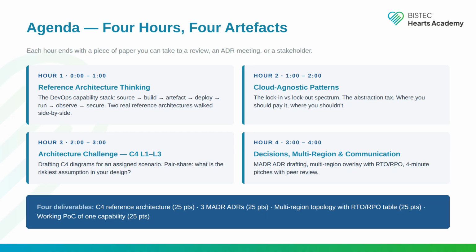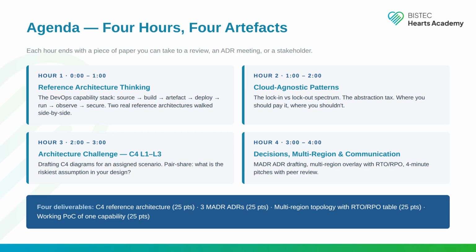Hour 3 is the architecture challenge. You will draft C4 L1 through L3 diagrams for an assigned scenario: a regional bank migrating to AWS, a B2B SaaS adding a second region, or a healthcare startup splitting PHI across GovCloud. 40 minutes. Pair share at the end. The diagram is not the answer. The trade-offs you name on it are.